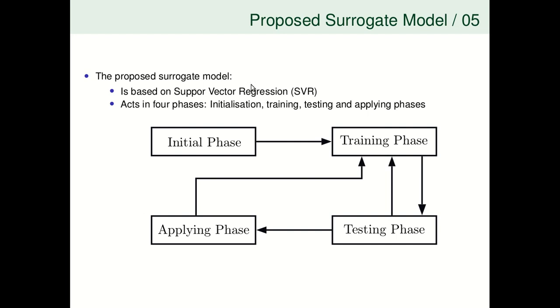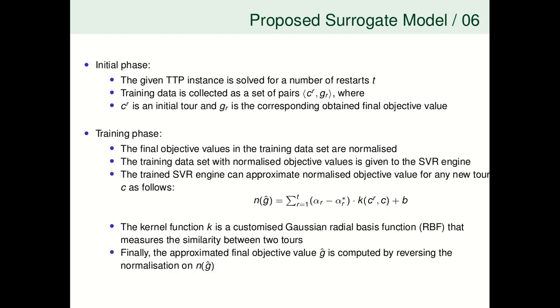The proposed surrogate model is based on support vector regression, and it acts in 4 phases including initialization, training, testing, and applying phases. This figure shows these 4 phases with potential transitions between them. In the initial phase, the given TTP instance is solved for a number of restarts to generate the initial training dataset.